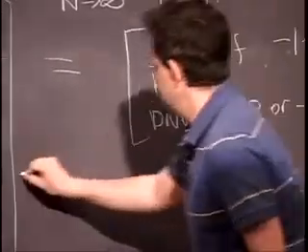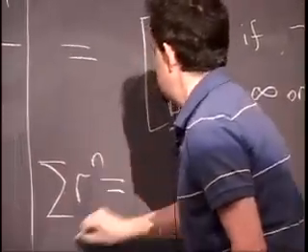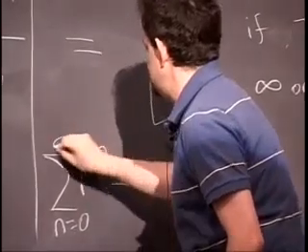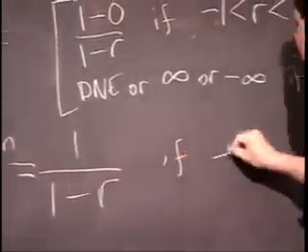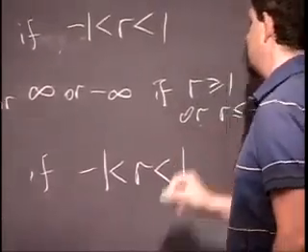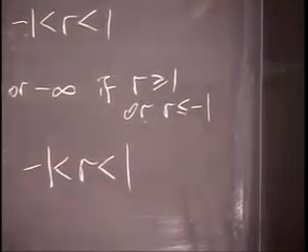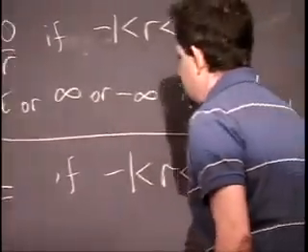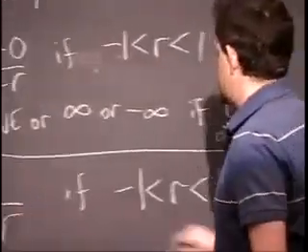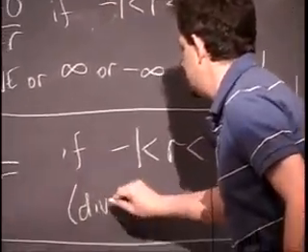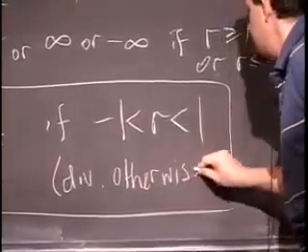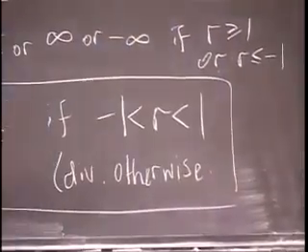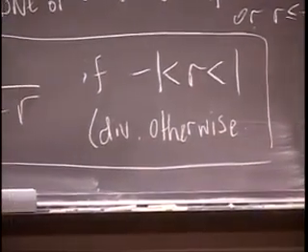So, in other words, this sum is 1 over 1 minus r if minus 1 is less than r is less than 1. And that's a useful formula. And I guess we say diverges otherwise. And that's the complete picture there. So that's the theory of geometric series in a nutshell.